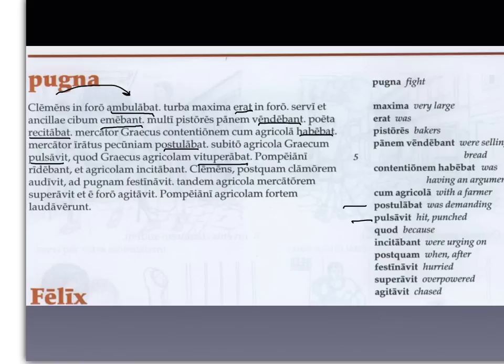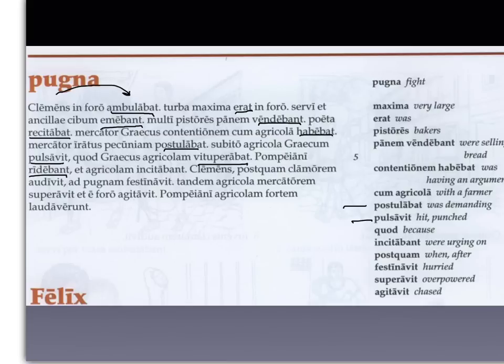Subject, Pompeians. Again, this has a comma, so I'm going to break it into two parts. The Pompeians, what were they doing? Redebant. They were laughing. The B tells me it's imperfect. Were laughing. And I guess that'd be a funny scene if you saw it.